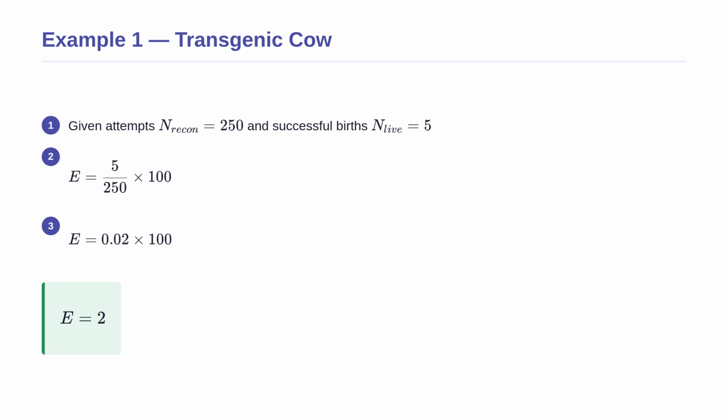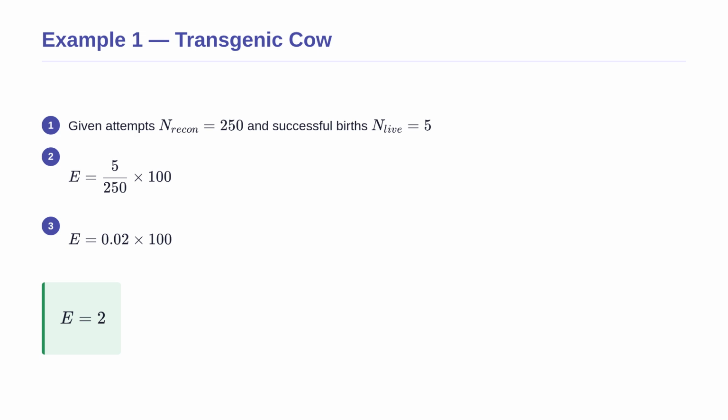Before we move on, let us see this formula in action with a concrete example. Imagine a biotechnology laboratory attempting to clone a transgenic cow. They successfully create 250 reconstructed embryos, which is our N recon. After the gestation period, they record a total of 5 live births, which is our N live. We want to find the cloning efficiency.